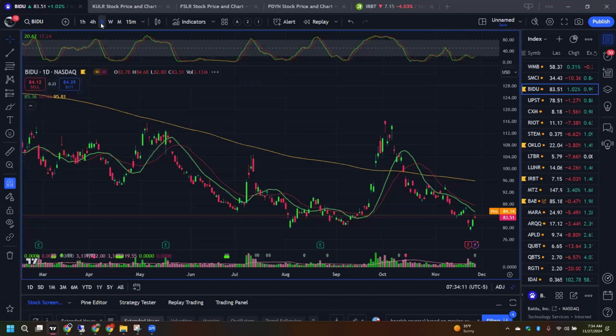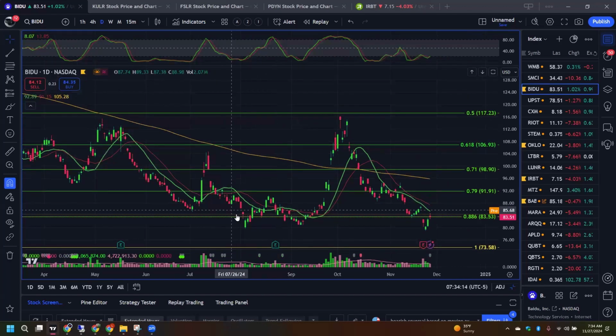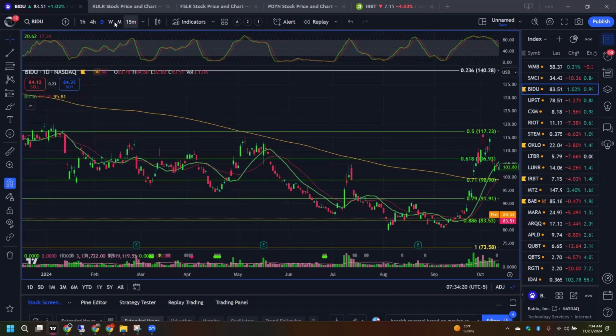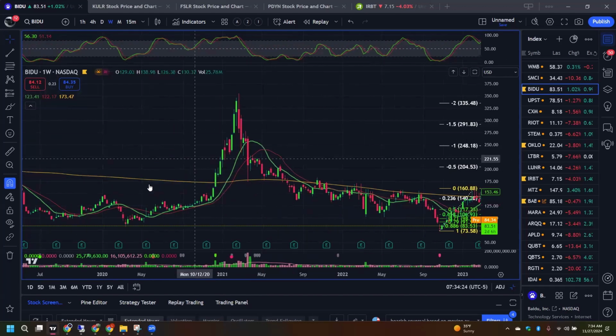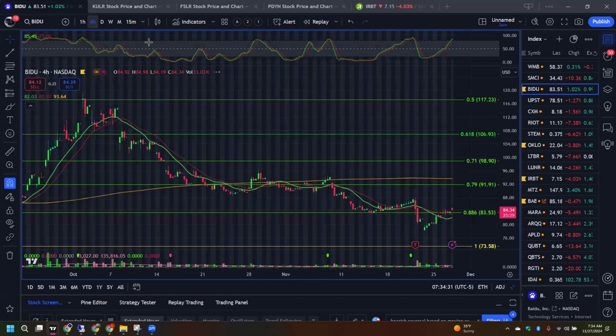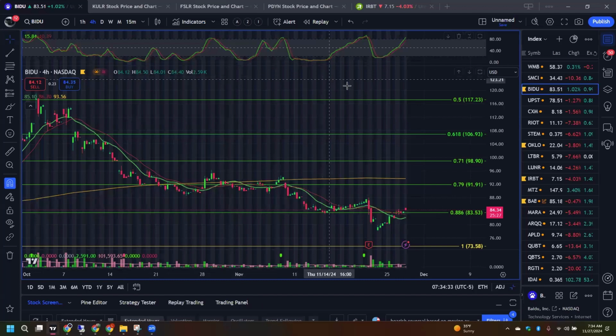This area has been acting as support and resistance as far back as August. I'm sure that if we go back further, it probably was established in 2020. Let's go back to our 4-hour and make sure we haven't missed anything.